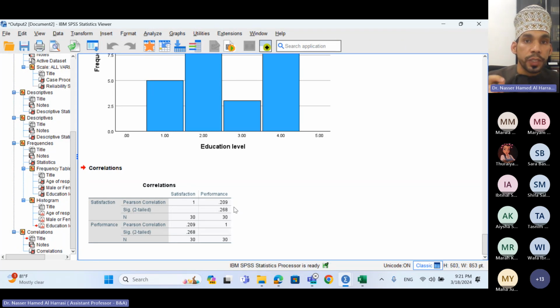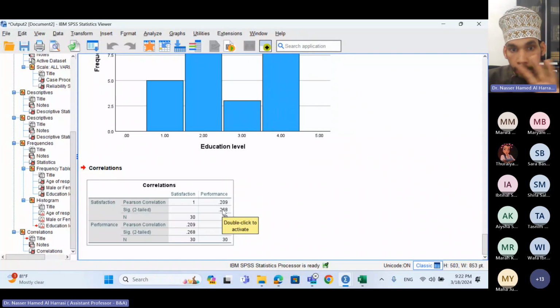If it is more than 0.05, that means it is not statistically significant. There is a relationship, but it is not statistically significant. So when we are measuring the relationship, we should make sure that the significance here is less than 0.05.